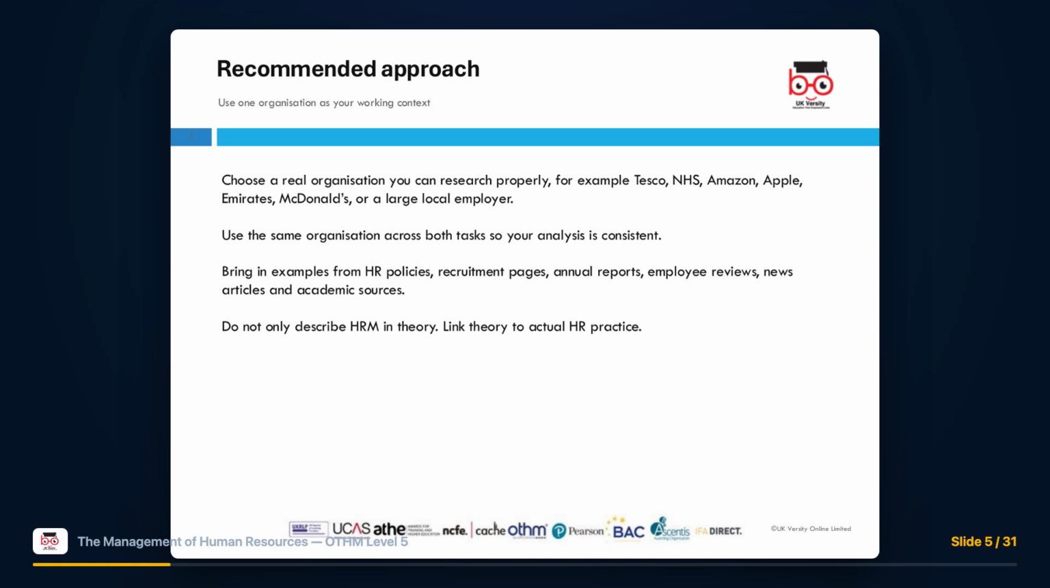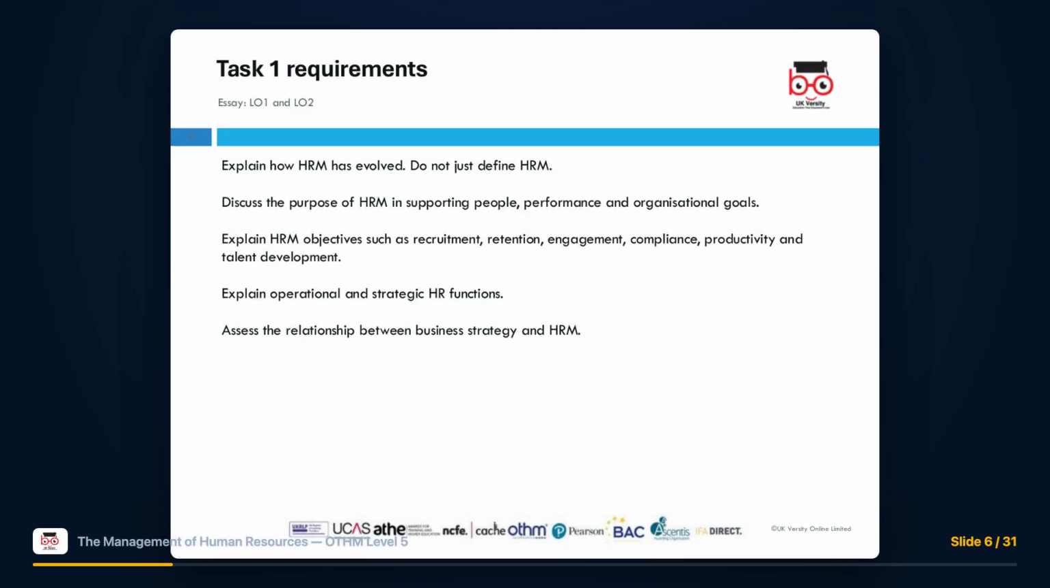Task 1 is an essay covering learning outcomes 1 and 2. Explain how HR management has evolved rather than just defining it. Discuss its purpose in supporting people, performance and organisational goals, and its objectives, such as recruitment, retention, engagement, compliance, and talent development. Then explain the operational and strategic HR functions, and assess the relationship between business strategy and HR.